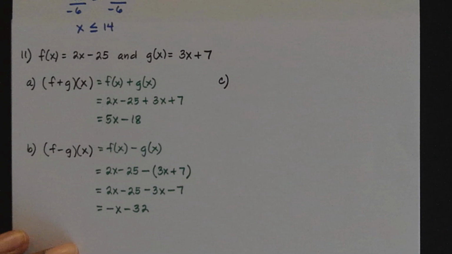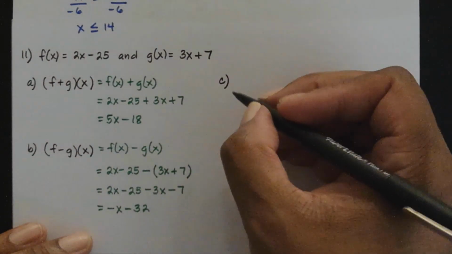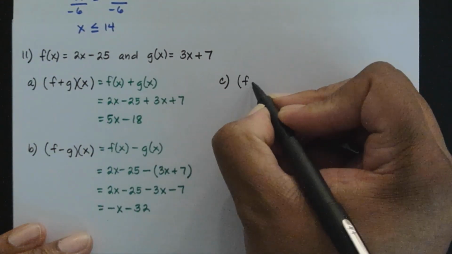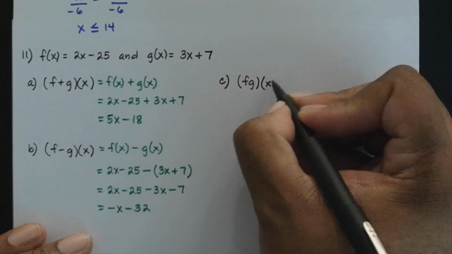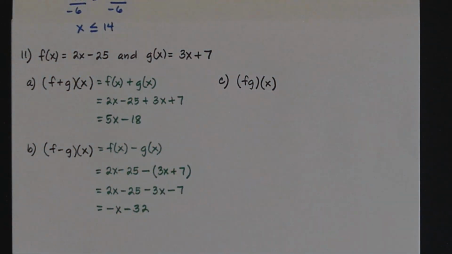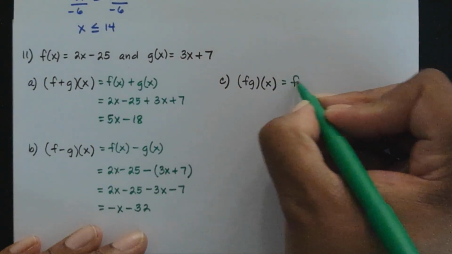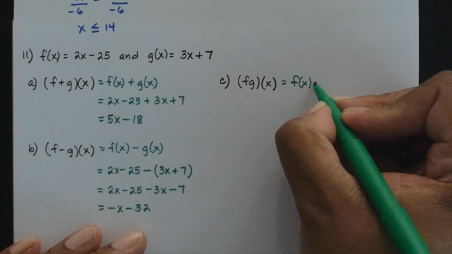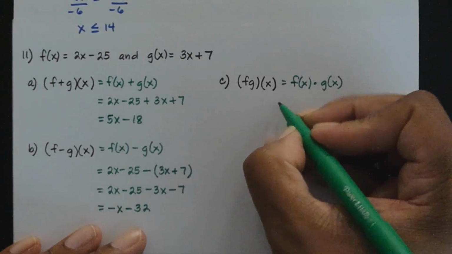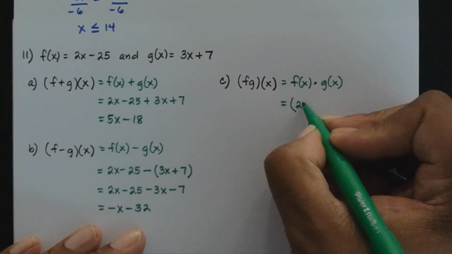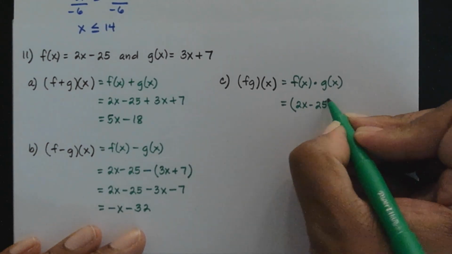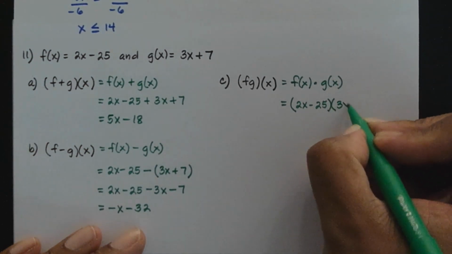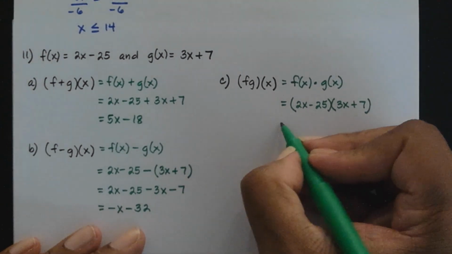All right, now part C looks like this. Here we're multiplying the two functions. And I got f times g of x on my study sheet, but this means the same thing, fg of x, which simply means f of x multiplied by g of x. So that means here we're multiplying the two functions together. So here f of x is 2x minus 25 times g of x, that's 3x plus 7.